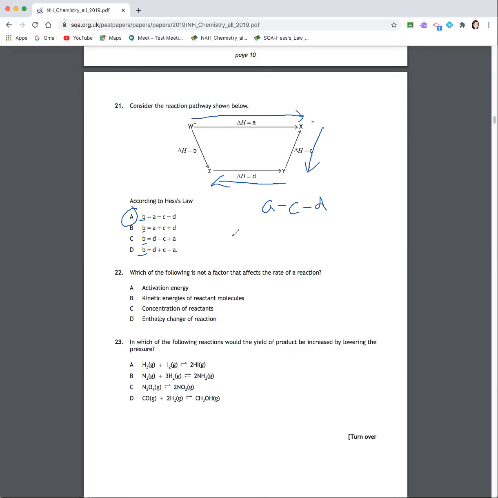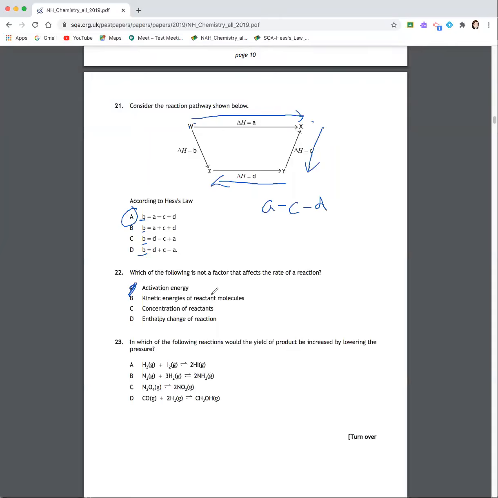Question 22, which of the following is not a factor that affects the rate of a reaction? So activation energy will affect it, because if the activation energy is higher, the reaction will be slower. If the activation energy is lower, the reaction is most likely faster at a given temperature.